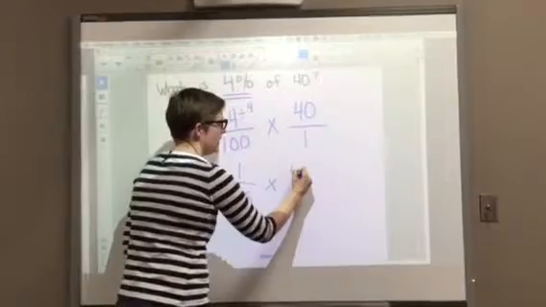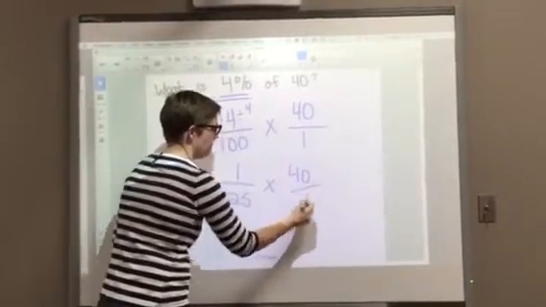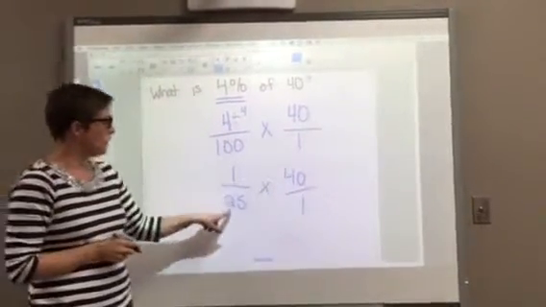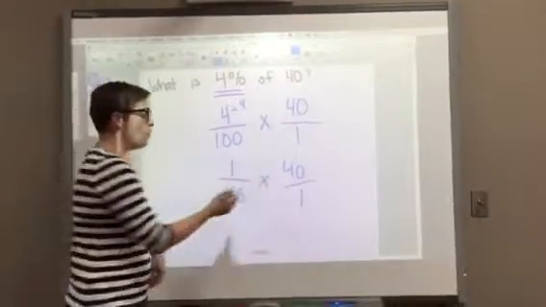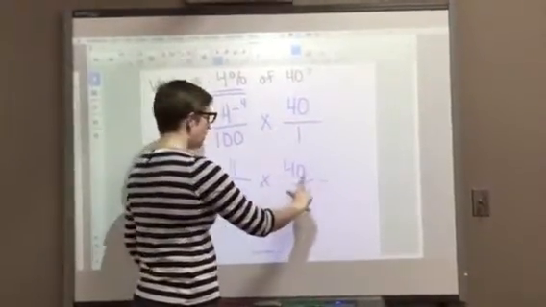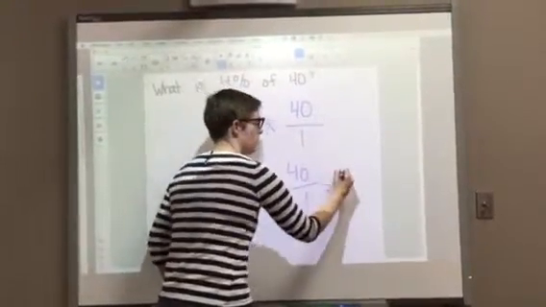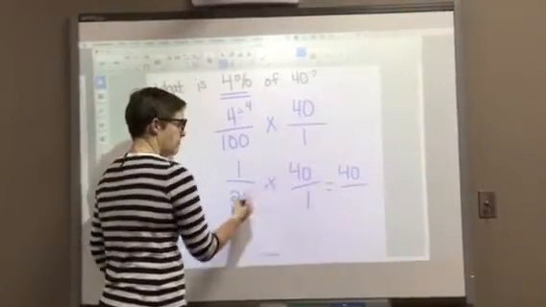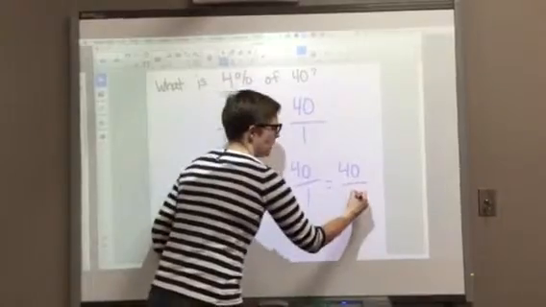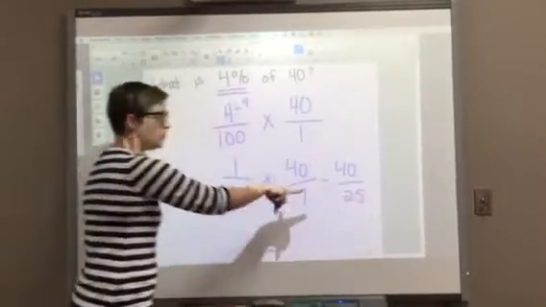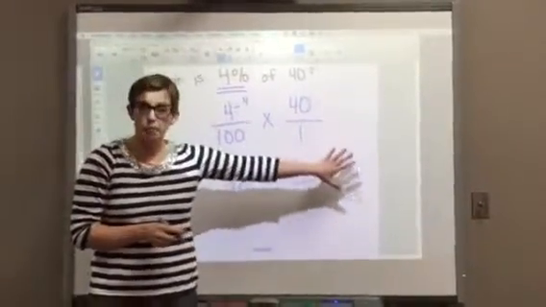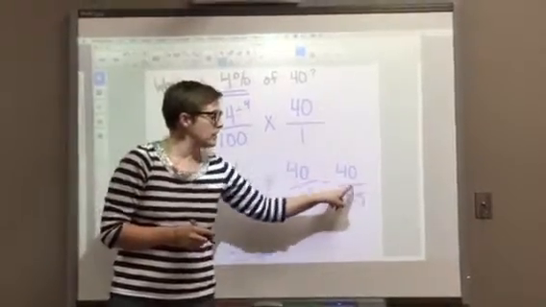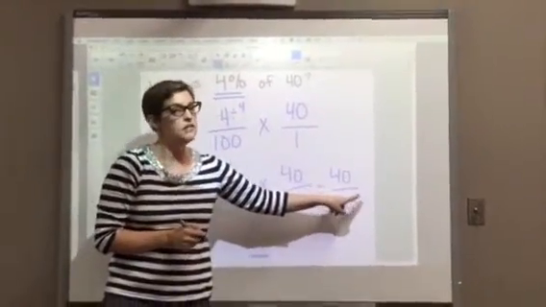And I'm going to bring everything else down. Now I have 1/25 times 40 over 1. When I multiply across, I get 1 times 40 is 40. And when I multiply across the bottom, I get 25 times 1 is 25. Now, just like last time, I have an improper fraction, and I know that this fraction line signals division.